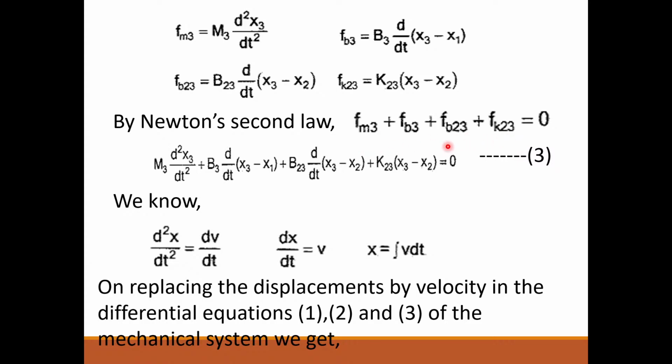You just add all the opposing forces. Write down the respective equations. Instead of Fm3, write M3 d square by dt square x3, plus, instead of Fb3, write B3 d by dt of x3 minus x1. Similarly, Fb23, B23 d by dt of x3 minus x2, plus K23 times x3 minus x2, equal to 0. This is our equation 3. So we have got three force balance equations applying Newton's second law to each free body diagram.